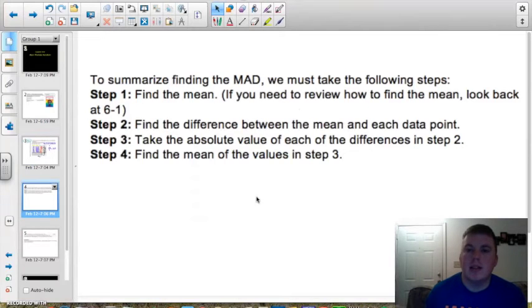All right, so just to summarize how we found the MAD, the first thing you always want to do is find the mean. If you need to review how to find the mean, look back at lesson 6-1 in the video that Ms. Blaylock made. Step 2 is to find the difference between the mean and each data point, so we took each data point and subtracted the mean. Our third step is to take the absolute value. Basically, we're making each of those differences positive. And then finally, we want to find the mean of the values we found in step 3 when we took the absolute value of everything. That's going to find your MAD. Again, it's up to you whether you want to use the table or find your own way of organizing this as you go.